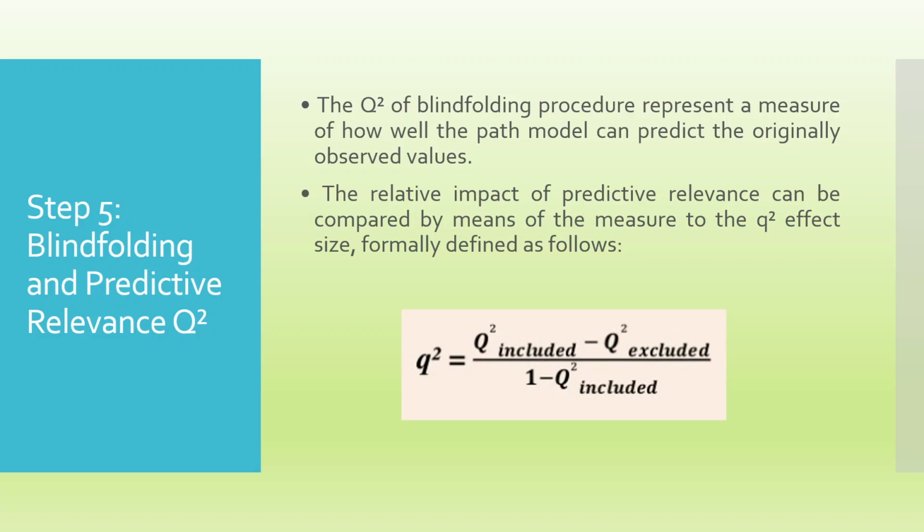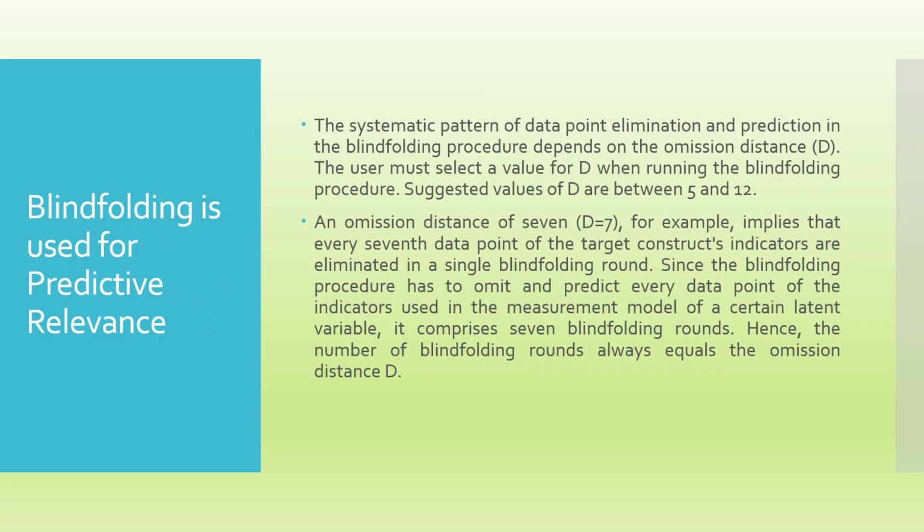The formula for this is Q square is equal to Q square included minus Q square excluded, upon 1 minus Q square included. In this blindfolding, the data at some interval is deleted. We have to specify that you delete the particular data at an interval of 7, 6, 5, 4, 3, 2, 1. After that, when the data is deleted, let me show you.